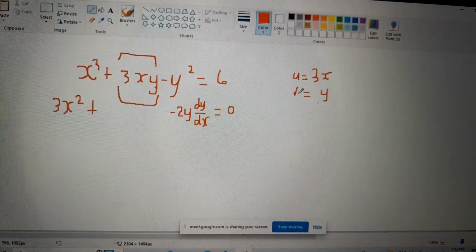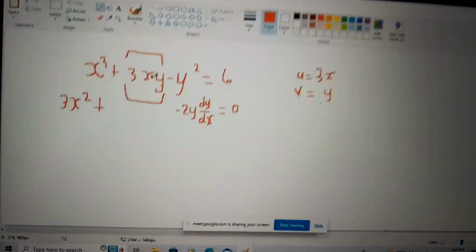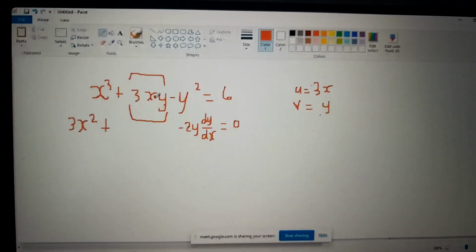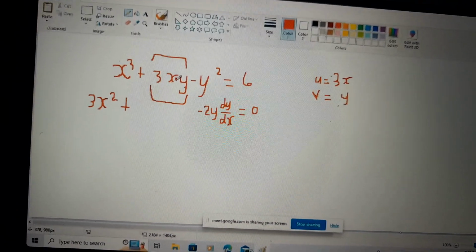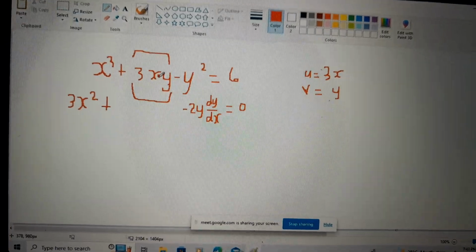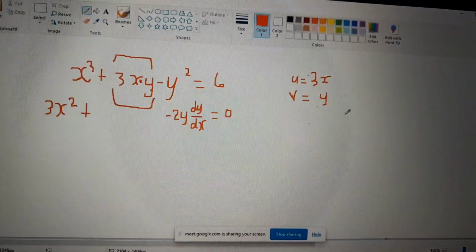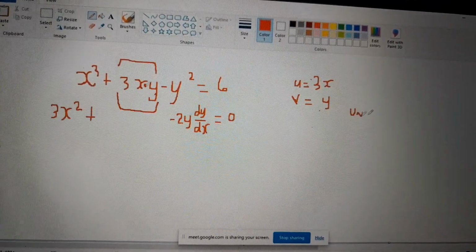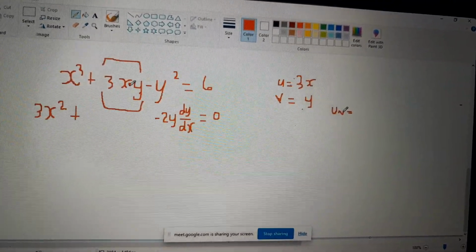Can everyone see that this is a product? 3x and y, or 3x times y? Yes, sir. So you should remember the product rule. The product rule simply says differentiate the first one and keep the second.